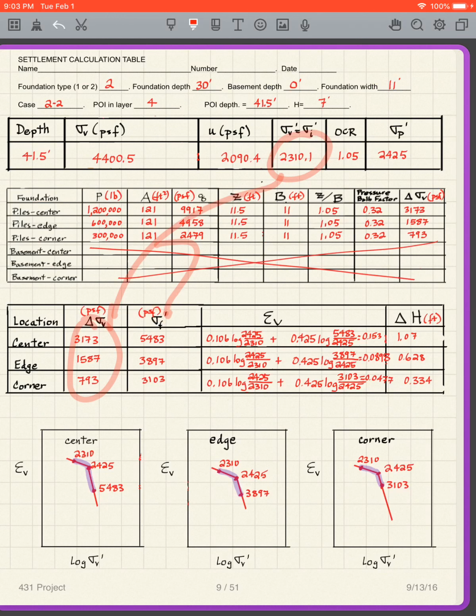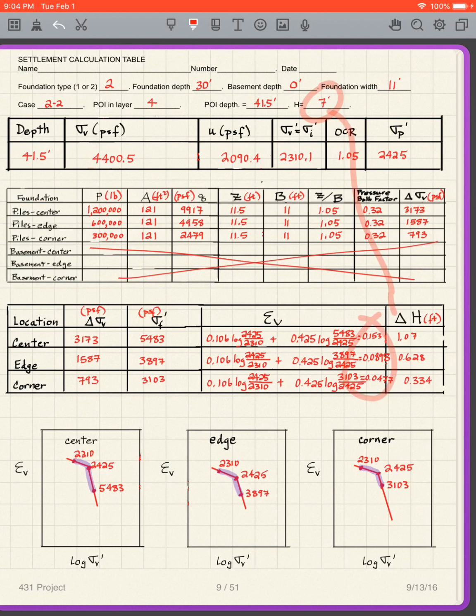And so I now have my sigma prime I, my sigma prime P, my sigma prime F. I go take those values, put them all here, and here, and here. In this particular case, we can see that we go past the sigma prime P, so I have to use both lines. And so there's my calculations of delta epsilon V, and then my H is 7.